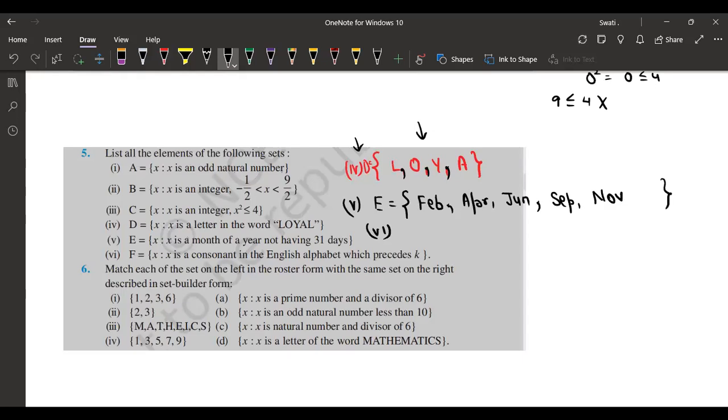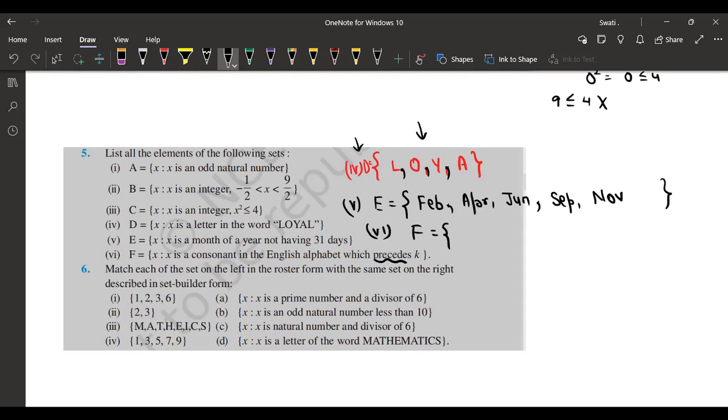And that is F equals X such that X is a consonant. What are consonants? All the letters which are not vowels. What are vowels? A, E, I, O, U. We have only 5 vowels in the English alphabet. So except these vowels, all the others are called consonants. But we need to write here one more condition: X is a consonant in the English alphabet which precedes K. That means whatever alphabets are consonants but come before K. Precedes means that comes before K.